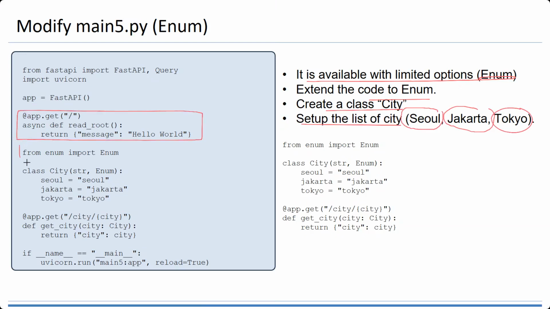And then I'm going to import enum. So the enum is a library and I'm using the class enum. In this case, I'm creating a new class. The class name is city. And in the city, I have 3 cities. And those cities are in the string. And I put it as an enum. Seoul. Let's put the string Seoul. Jakarta. Let's put the string Jakarta. And Tokyo. Let's put the city Tokyo.